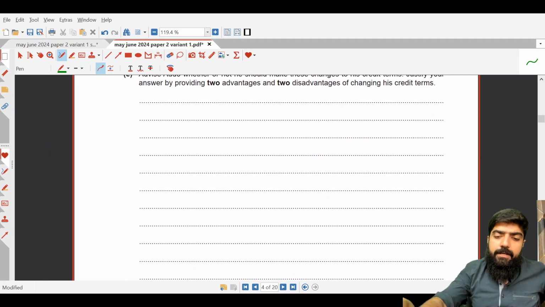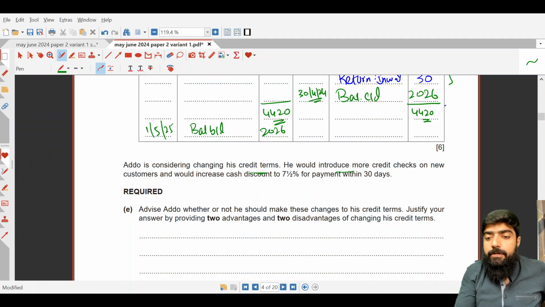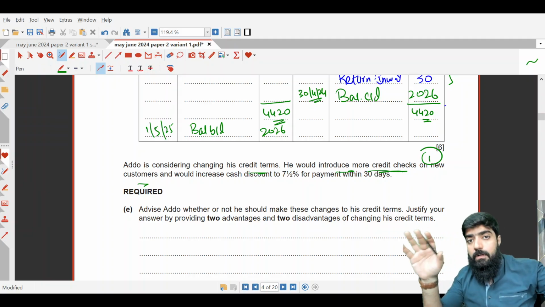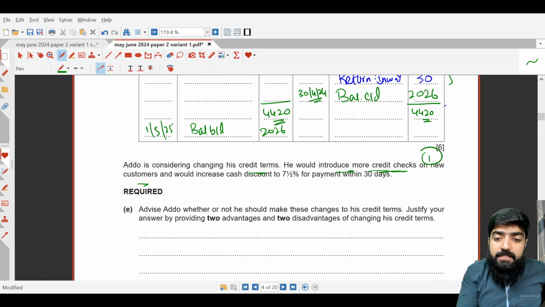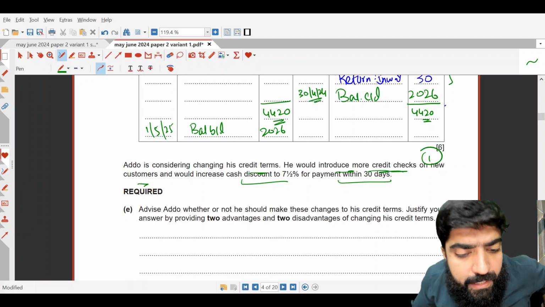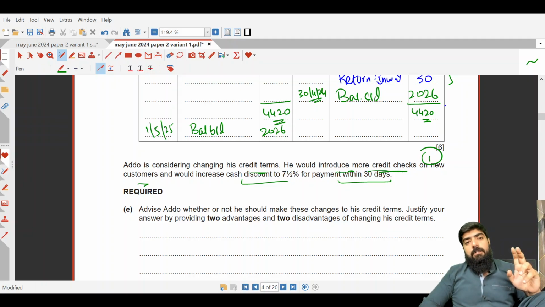Now, there is a theoretical requirement of this question, which will mark you 5. The company is considering changes to its credit terms. It would introduce more credit checks on new customers and would increase the cash discount to 7.5% for payment within 30 days. It means they will increase the percentage of cash discount and they will increase the credit check. It means they are not going to sell goods on credit randomly.